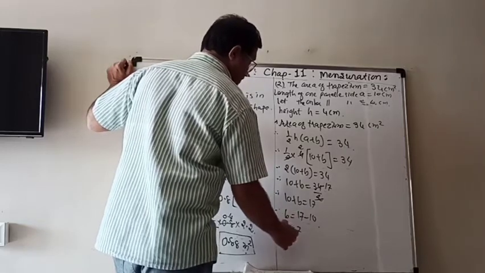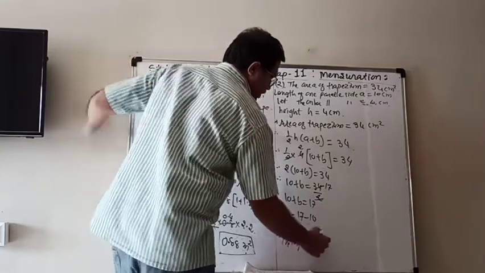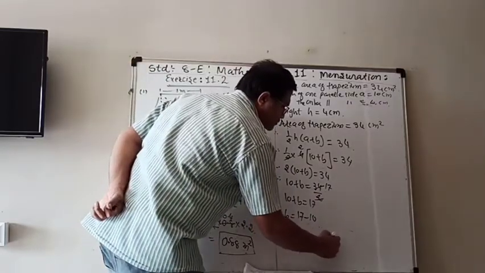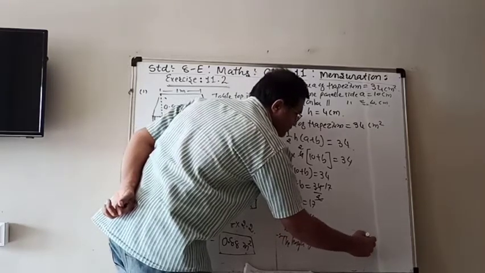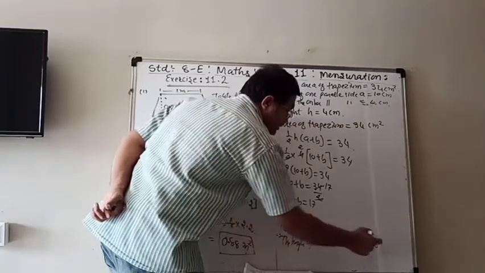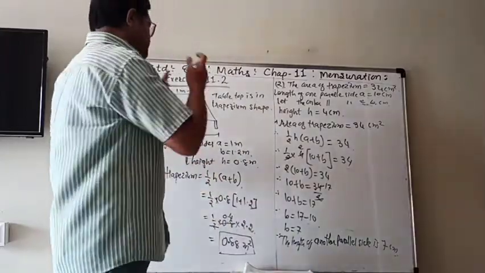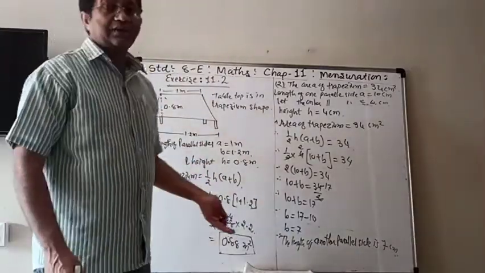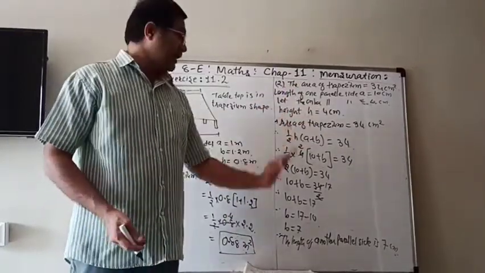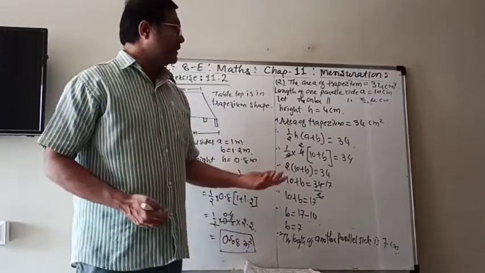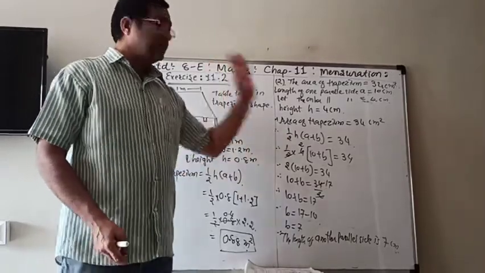Therefore, the length of the other parallel side is 7 centimeter. In the first question, the sides and everything were there and we had to find the area. Here the area, one of the sides and the height are given, and we have to find the other parallel side. So as I told you, the formulas are very, very important.